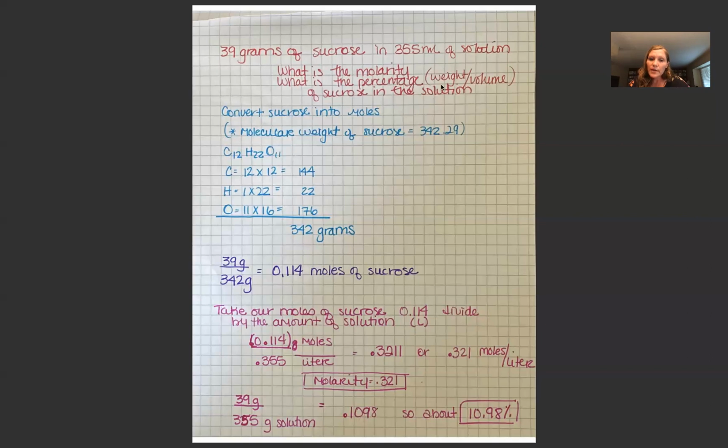So when we're looking at the percentage, we're going to take the weight we end up with, which is still 39 grams, and we're going to divide that by the volume of our solution. So we have 39 grams, and that should say 355 milliliter solution, not grams. I apologize for that. So we take 39 grams, and we do 355, and we equal that out to 0.1098. And we get about 10.98% of that solution is sucrose. So that is the first problem.